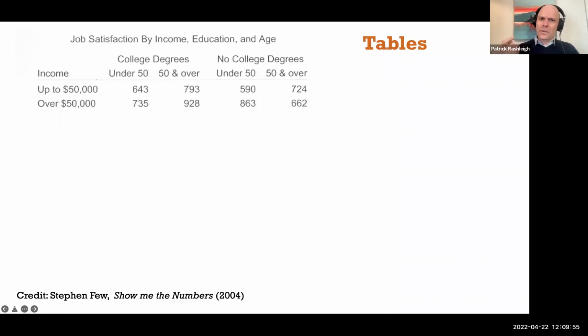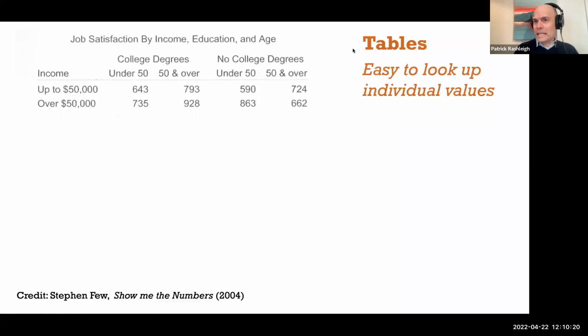One of the things, though, that tables are very, very good at is, if I ask you, what is the job satisfaction for people with a college degree who are 50 and over and who have an income of over 50,000, it's pretty easy for everyone to narrow in on 928, right? So you can just see it, and there's no squishiness there. It's exactly 928. And so tables are really easy for looking up individual values. That's what they're good at.